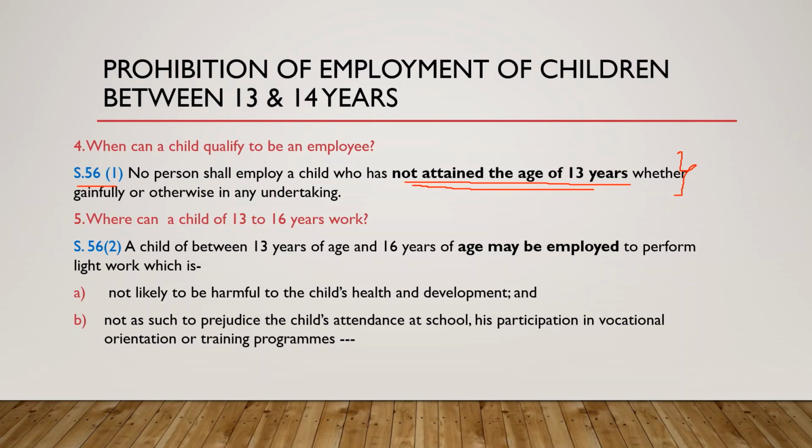Just to take you back to the previous discussion, we started out by defining a child according to Section 2 of the Employment Act, and we stated that a child is a person who has not attained the age of 18 years. But now we are starting to realize that there are indeed certain circumstances under which a child between the ages of 13 and 16 years will be employed, and it will be legal according to the Employment Act of Kenya 2007. So when you check Section 56 of the Employment Act of Kenya, subsection 2, a child between 13 years of age and 16 years may be employed to perform light work.